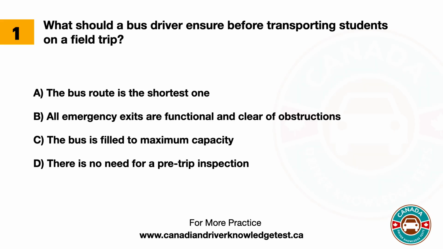Question 1. What should a bus driver ensure before transporting students on a field trip? A. The bus route is the shortest one. B. All emergency exits are functional and clear of obstructions. C. The bus is filled to maximum capacity. D. There is no need for a pre-trip inspection. The answer is B. All emergency exits are functional and clear of obstructions.